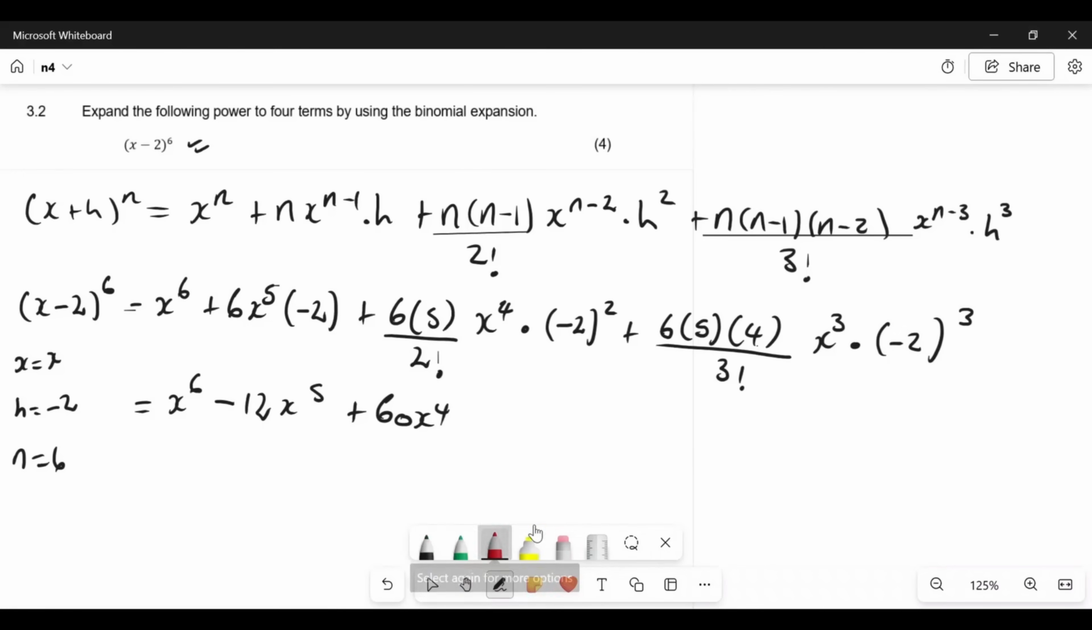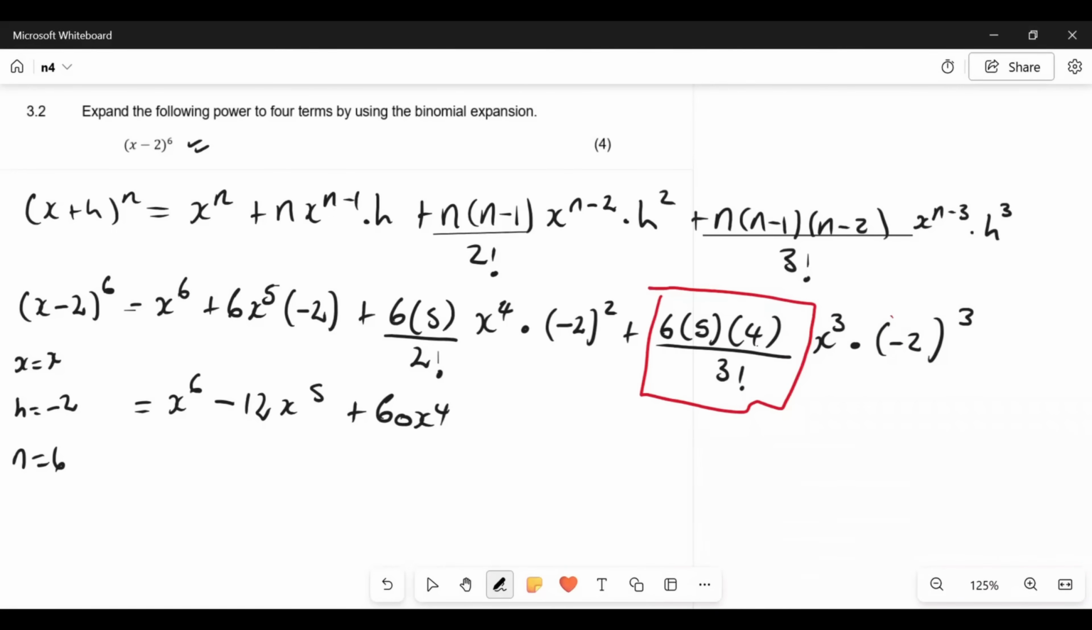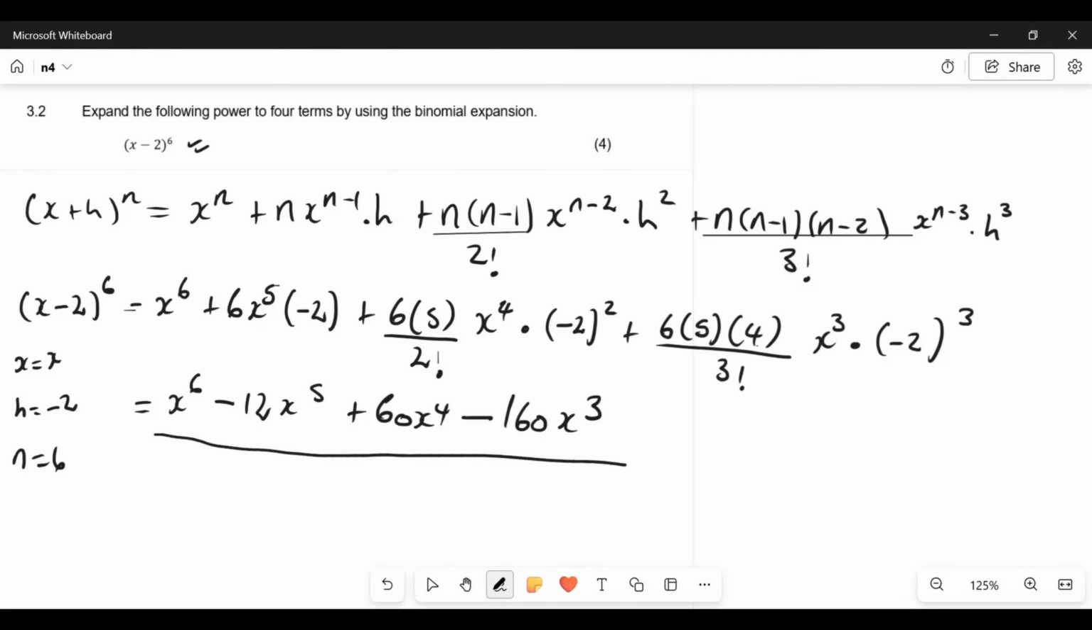And then let's do the last term. Again, on the last term, we have to multiply all this or put this in our calculator, right? So if I put that in a calculator, what I'm getting here is going to be minus 160 x to the power of 3. So this here is our final answer.